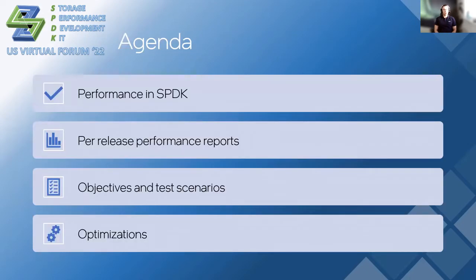And let's start with the agenda. We'll start by discussing what's measured as part of SPDK performance tests. Then we'll talk about our per release performance reports. And after that, we'll go into a bit more detail describing what are the specific test cases which contribute to those performance report documents. Finally, we'll take a look at some optimization settings used in testing to improve the overall performance.